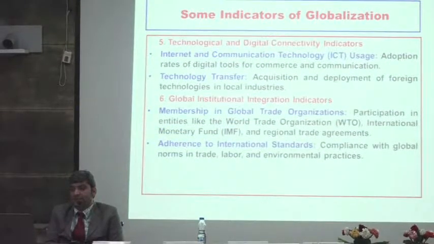Technological and digital connectivity indicators: internet and communication technology usage, adoption rates of digital tools for commerce and communication. Now in India, e-commerce is a well-established concept. With e-commerce we can trade across the globe, so the share of e-commerce in total trade is also an indicator. Technological transfer, the acquisition and deployment of foreign technology in local industries, is also an indicator of globalization. If foreign technologies are available in local industries, then we can say that technological globalization is taking place.